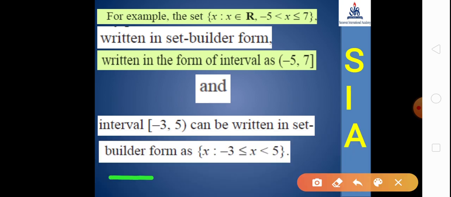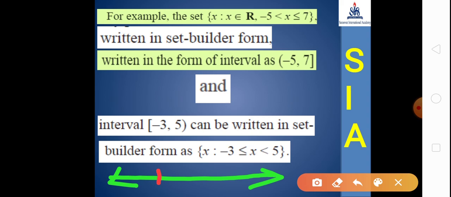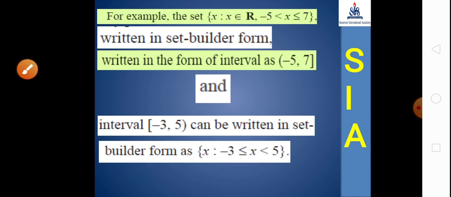See, this is your number line, minus 3 to 5. Consider here minus 3 and consider here 5. So 5 is not countable, but minus 3 is countable, and all values in between are countable. Here is minus 3 and here is 5. Okay, so minus 3 is a countable value, all numbers in between are counted, and 5 is not counted. Next one.